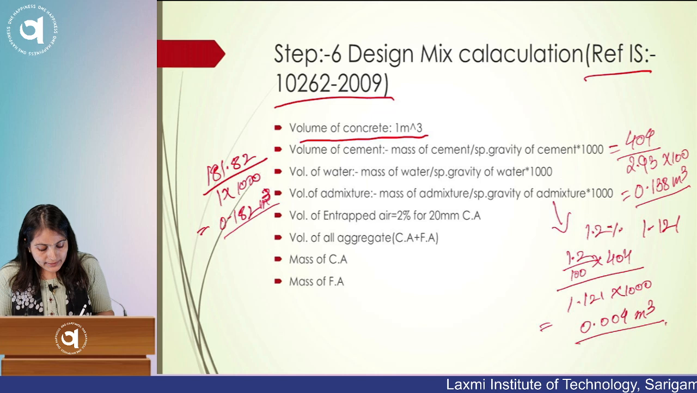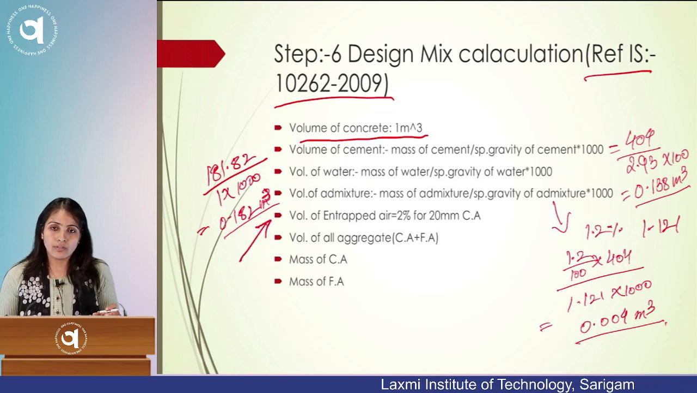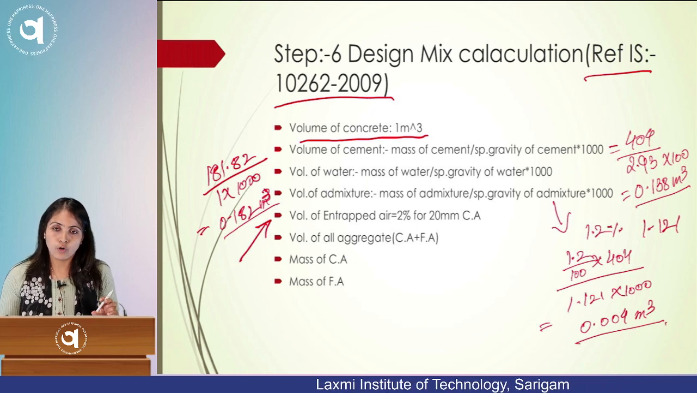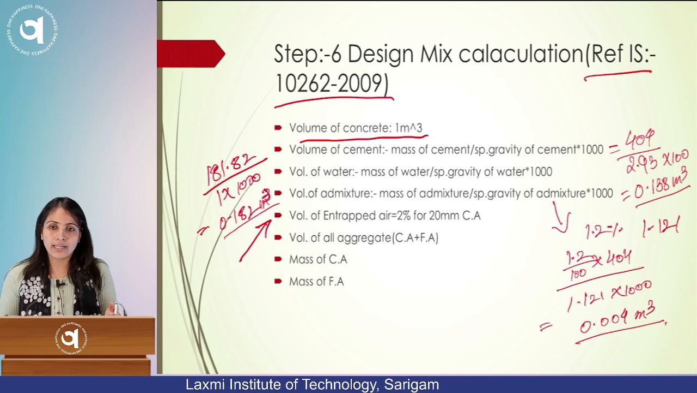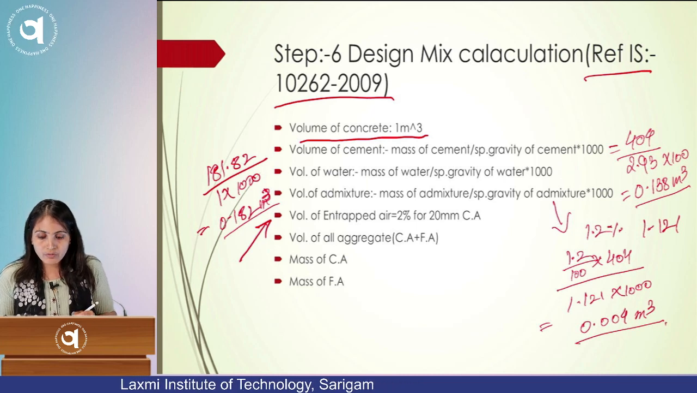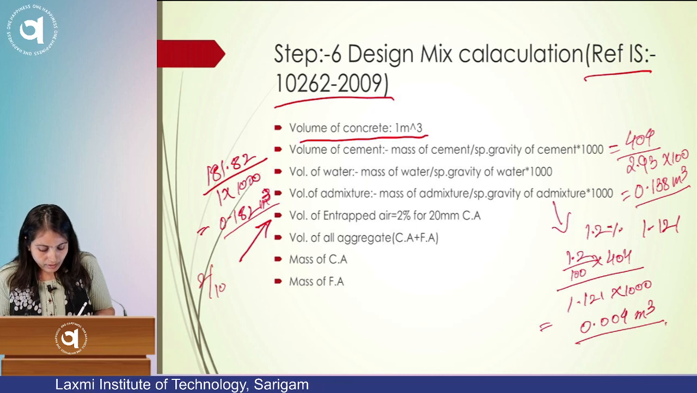Now, volume of entrapped air is also important. You know that the amount of voids is counted as a volume of entrapped air in the concrete. In IS 10262:2009 it is not mentioned, but practically we should take this as 2% as the volume of entrapped air. So, 2 by 100, we will get 0.02 meter cube as entrapped air.